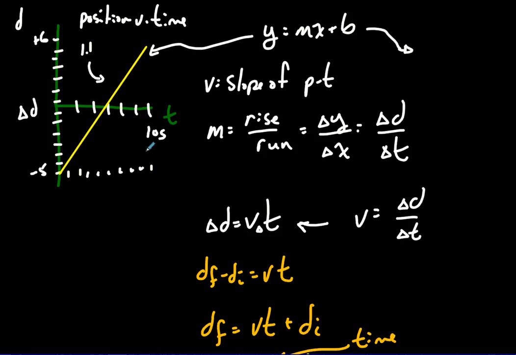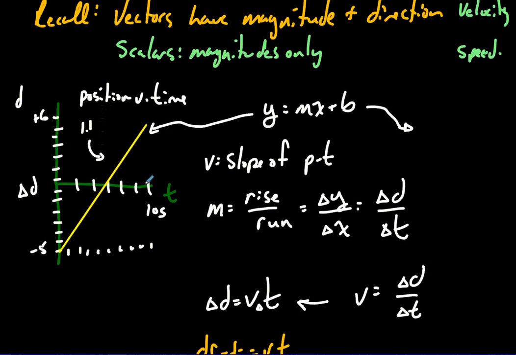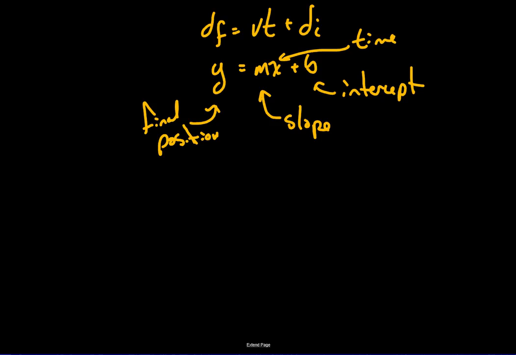If I want to know where I am, I put where I started from, I find that slope, and I multiply by the amount of time. The nice thing about this is I could extend this off into the future. If this person continues traveling at this velocity, at any time down the road, I can figure out where they are.